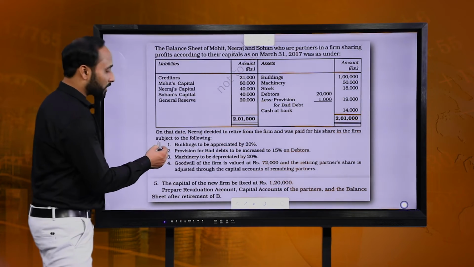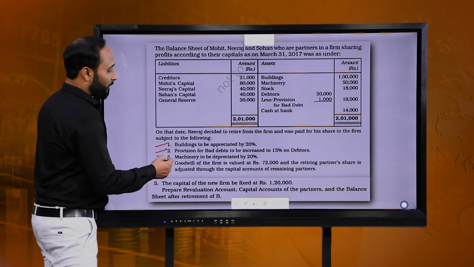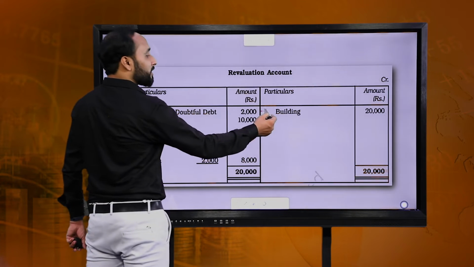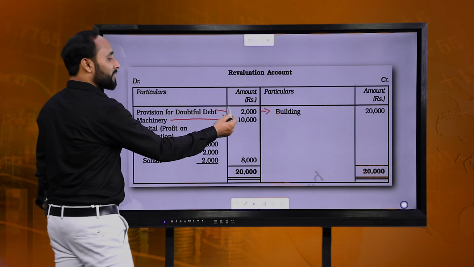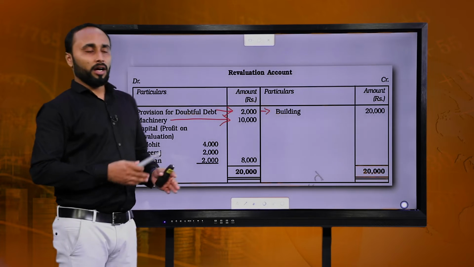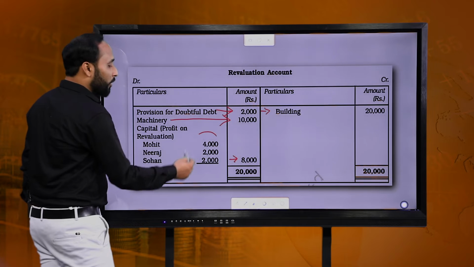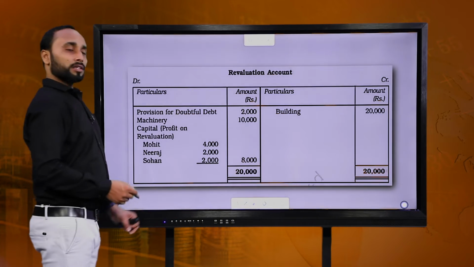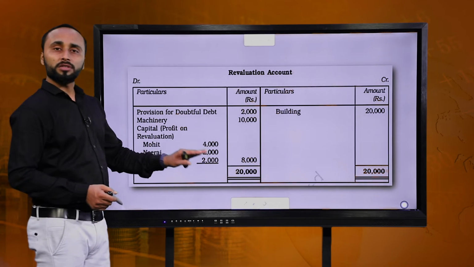Remember, there are three things for the revaluation account: building appreciated, provision to be increased, machinery to be depreciated. In the revaluation account, since building appreciated, this will go here. Since machine depreciated, this will come here, and since provision, which is a liability, is increasing, this will also come on the debit side. After that, you find out the balances, you find the gap, it comes out to be a profit of 8,000, you distribute it in the old ratio of 2:1:1, right? So that gives a profit of 4,000 to Mohit, 2,000 to Neeraj and 2,000 to Sohan.